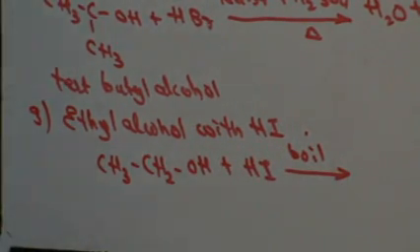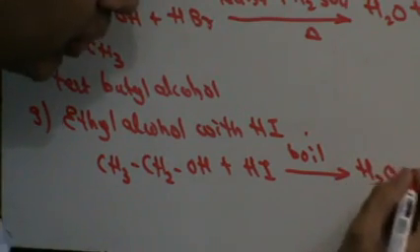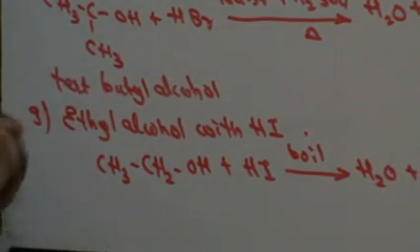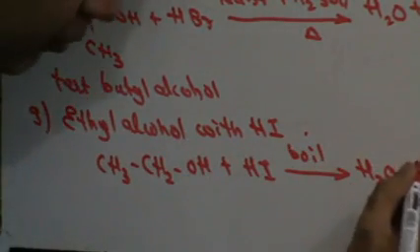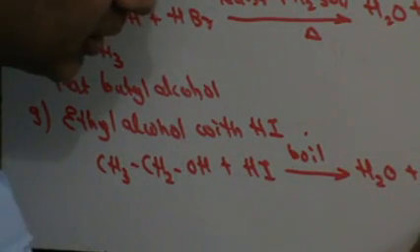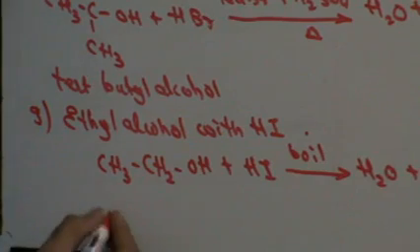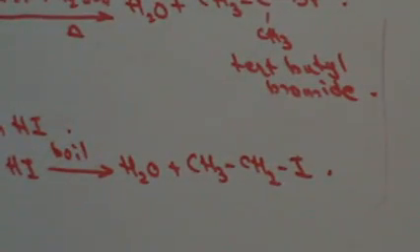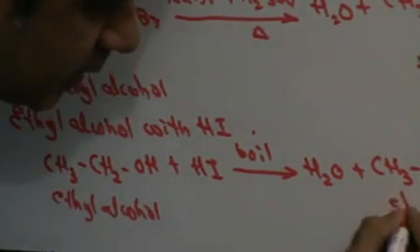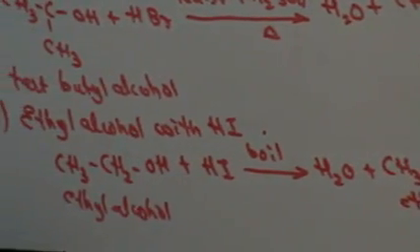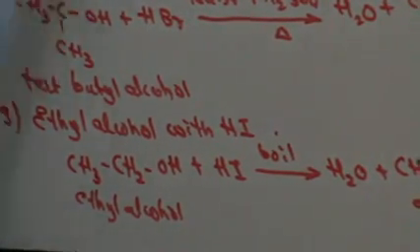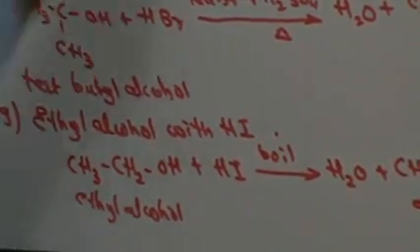You would have dehydration taking place, where a water molecule would come out and the hydroxyl group would be substituted by the iodine group. That means you would have CH3CH2I. This is ethyl alcohol. This is ethyl iodide. Fine, do we get this in here? So this was your reaction with hydrogen halide.